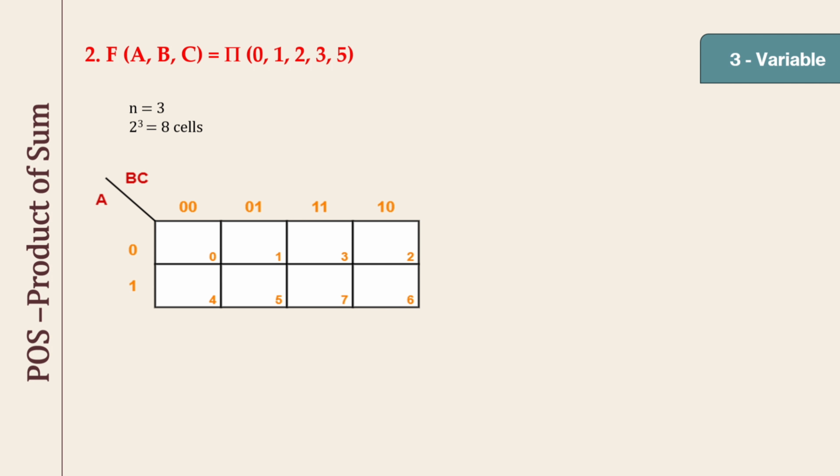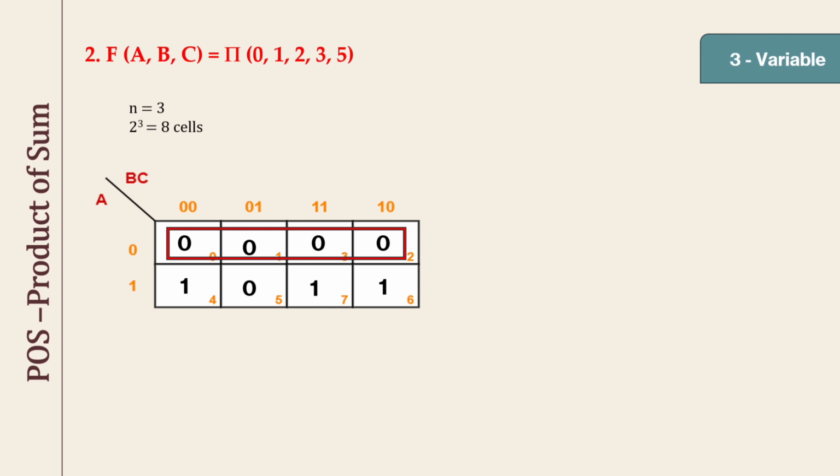Now let us fill the logic 0 inside the cells of the K-map with respect to the problem statement. Let us fill the logic 0 at the cells 0, 1, 2, 3 and 5. The remaining cells will be filled with logic 1. Now let's move to the grouping. Here we can consider the entire first row as one group, so that we have 4 cells in that group.